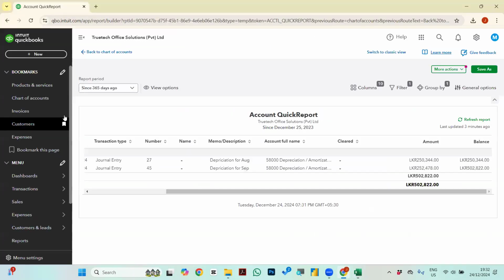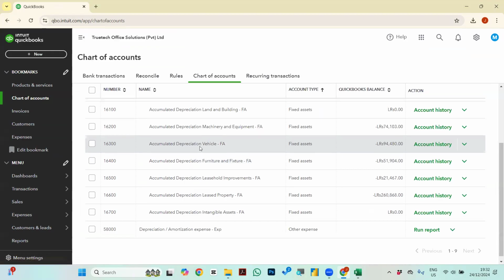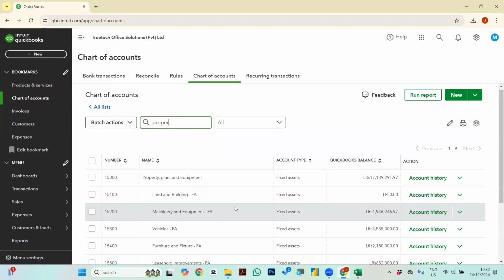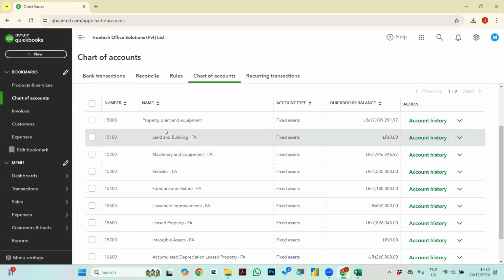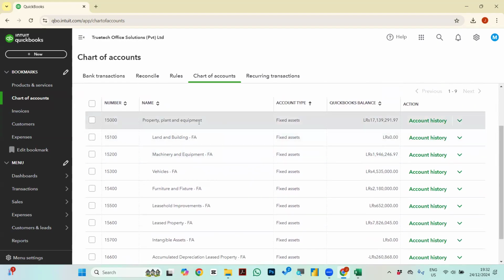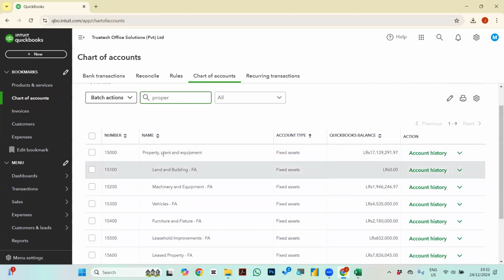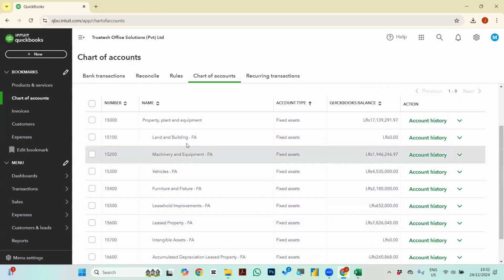I'm going to go to chart of accounts, and I'm going to go to fixed asset. Now, I want to say it's property, plants, and equipment. So this is the fixed asset. I'm going to click on this because all other accounts are under this account. This is the parent account. Under this, you see an indentation here, the gap. That means these are under this fixed asset account. So I'm going to click here.